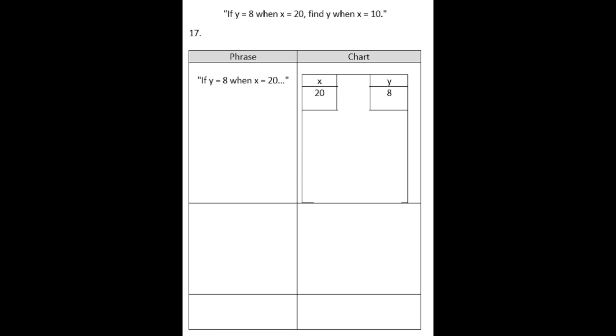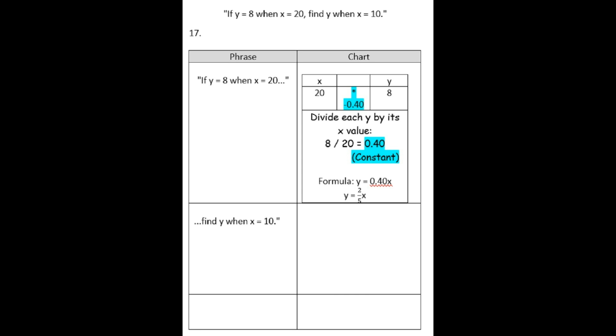Now, we're moving on to number 17. So here's number 17. If y equals 8 when x equals 20, find y when x equals 10. So now we know that x is 20, y is 8, so we're still going to divide. The temptation here is to put that 20 on top and go 20 divided by 8, but that's not the case. Make sure you divide that y by the x no matter what they are. So this is 8 divided by 20. You end up with a decimal. Don't be scared of those. They're just numbers. So our constant is 0.4, and the formula is y equals 0.4x, or y equals 2/5 x if you prefer a fraction.